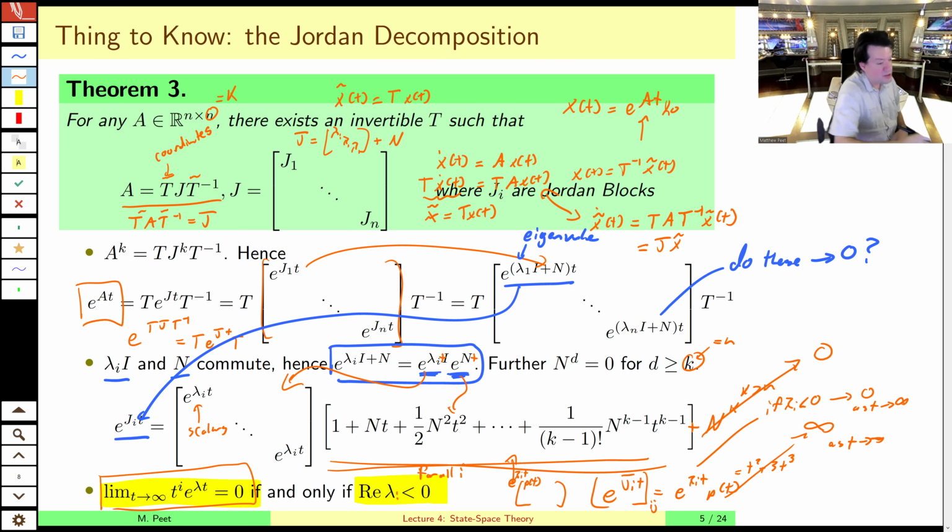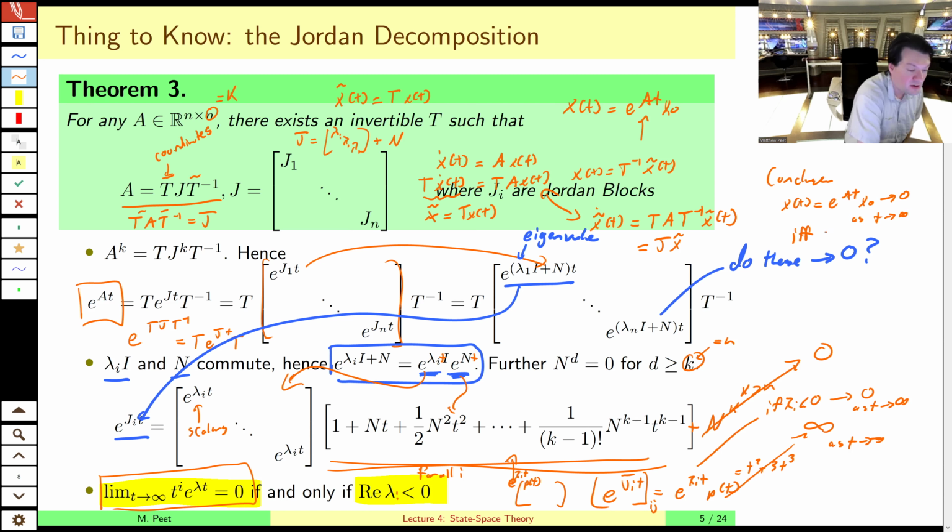Okay. So the conclusion is that the solution is stable as t goes to infinity if and only if all the eigenvalues, or specifically the real parts of the eigenvalues of A, are strictly less than 0. If they're not strictly less than 0, then in theory this polynomial could get large.